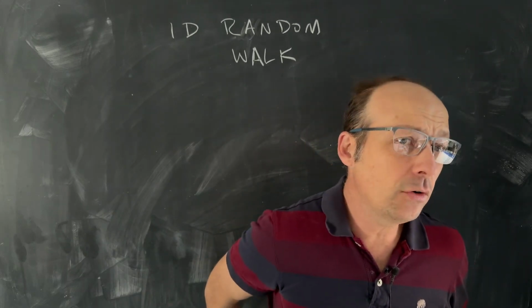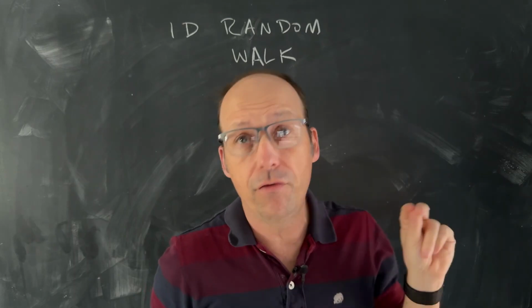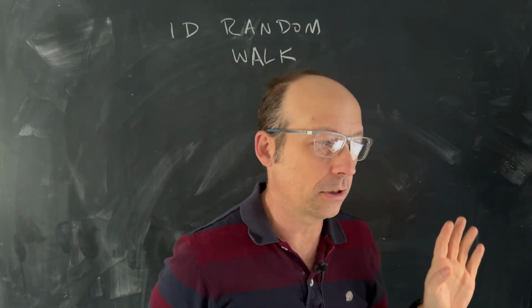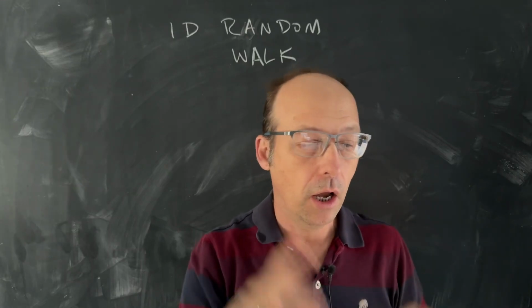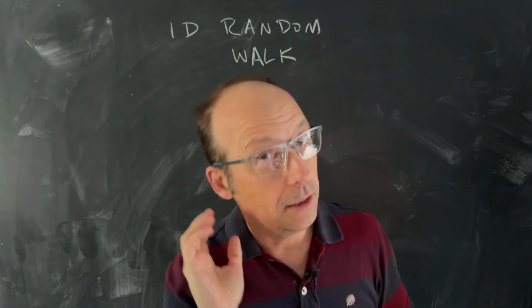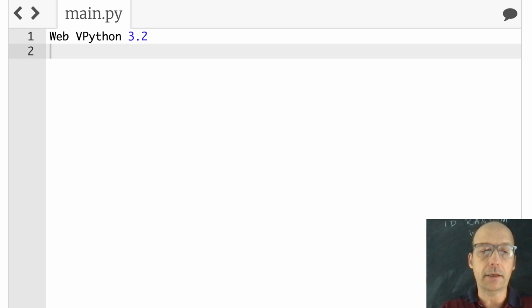So that's not too difficult to model in Web VPython. We're going to make a visual of that first, and then we're going to do a whole bunch of other stuff. And see, look, I even wrote 1D walk right there. 1D random walk. Okay, so let's jump over to Web VPython. Let's just build some code, and let's just get going from there. So here we are, Web VPython.